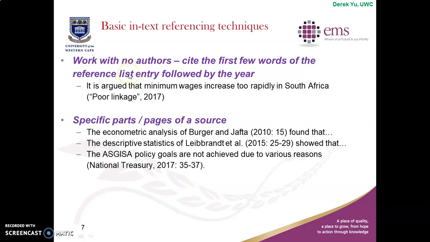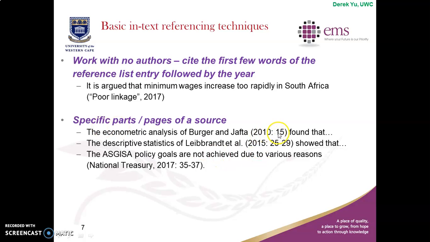Okay, in case you have to mention a source but you don't really know the author, sometimes, especially in news articles on newspaper websites, the name of the writer or author is not clearly mentioned, then you just have to show the first few words of the news article. So this is an example: "Minimum wages increased too rapidly in the country." You don't know the author, so you show the first two words of the news article title, "Poor linkage." I will show you the full source, or I mean the reference list, later in one of the forthcoming slides. So keep these words in mind. Poor linkage. This is the first two words of the news article title.